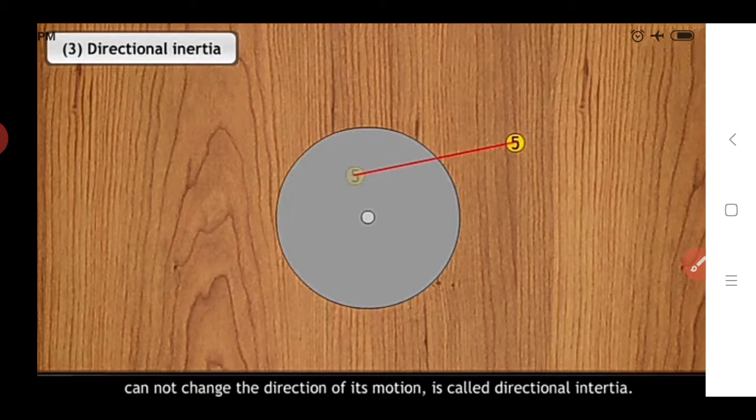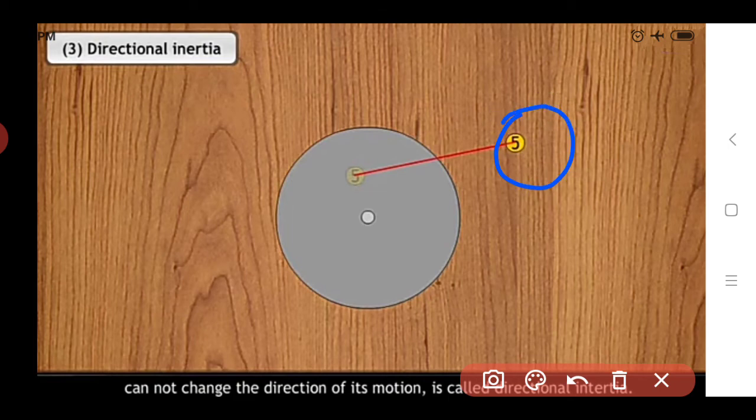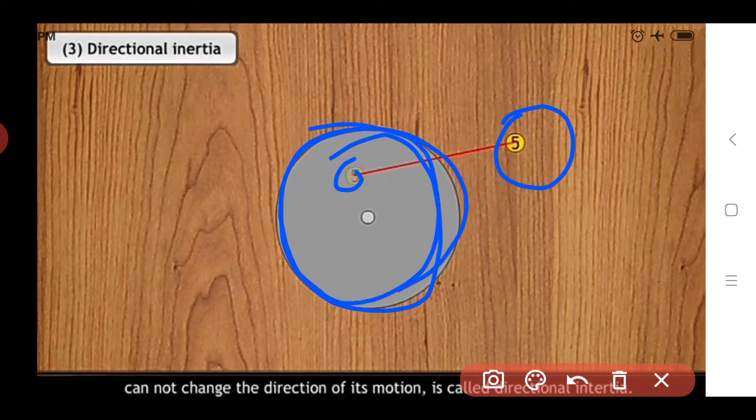If we see the example of this coin, a 5 rupee coin is placed on this disc. This disc is moving in a circular direction. When we place this coin on this circular disc and the disc is in motion, the coin also gets a state of motion. But when the disc starts to move in that direction, the coin moves in a straight direction, not along a circular path.